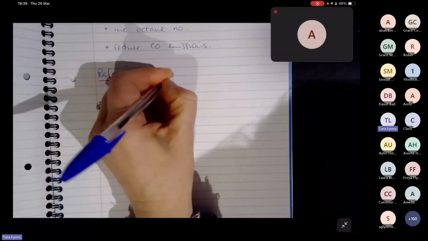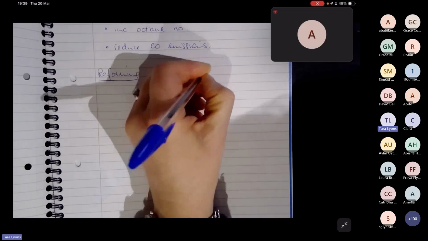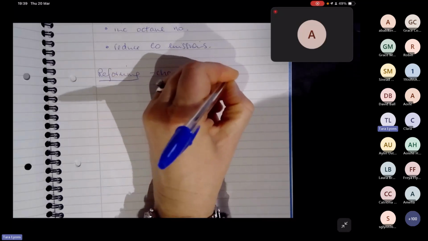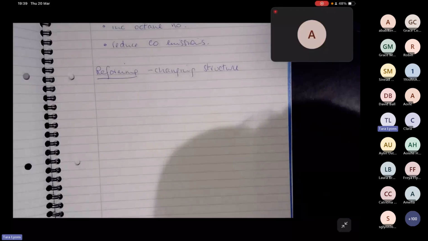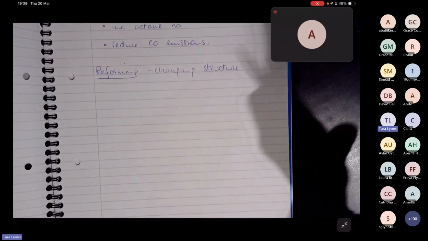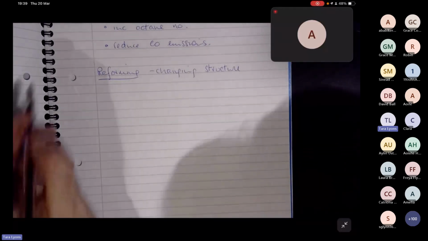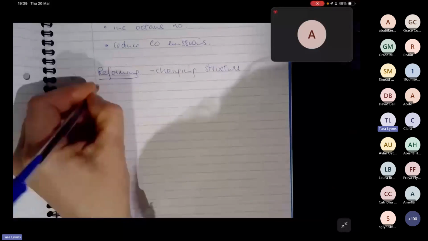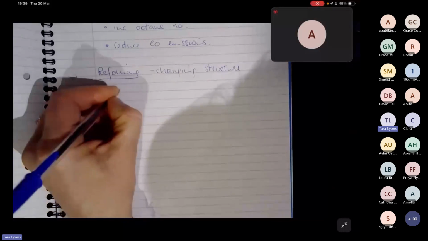The next three are called reforming methods. So reforming means you're changing the structure. You're changing the actual structure. So remember, long and straight was not good, short and branched is good. What else was good? Cyclic or aromatic. So you need to know the names of these guys. First one we're going to talk about is isomerization.